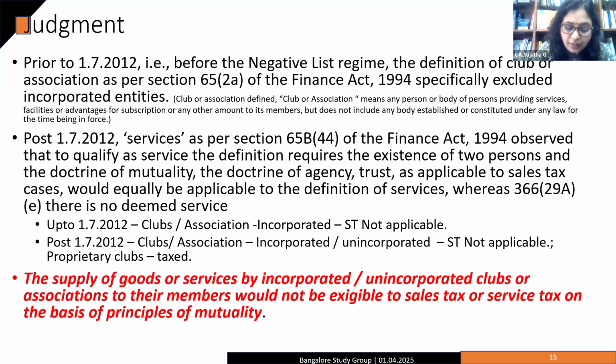So it was proved that the concept of mutuality will prevail over any other constitutional amendment. And they even took from the Act itself, from the statute itself, how the concept of mutuality will prevail over the service tax, prior to 2012 and post 2012 up to 2017. So till 2017, the case law that we have on the concept of mutuality, the Supreme Court judgment, was the Calcutta Club case.